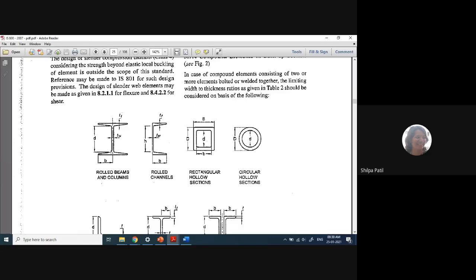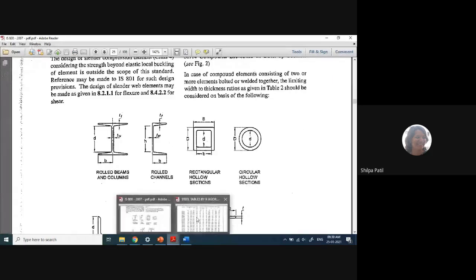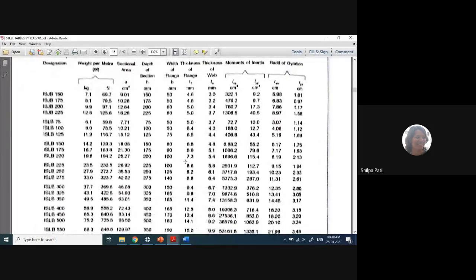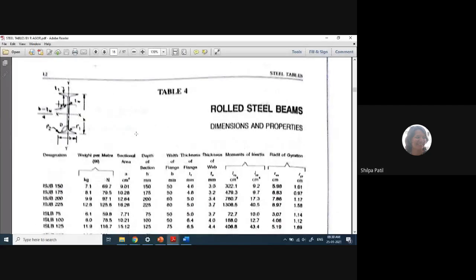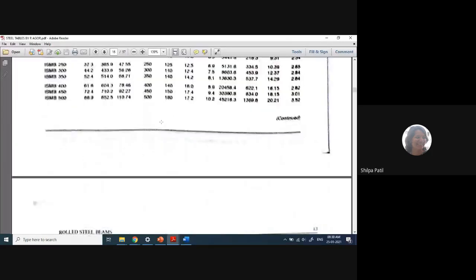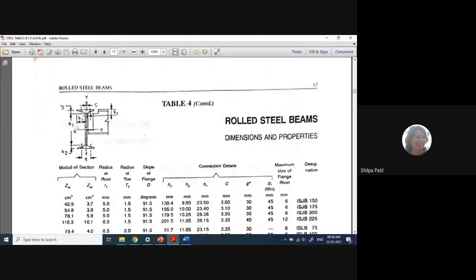It is just the depth of the web of the I section. That value is not given in the steel table. In this table we cannot find this value directly. The overall depth H is given, or if you go to the next page of the steel table, you can find the H1 value here.